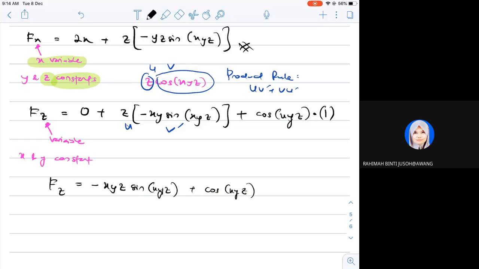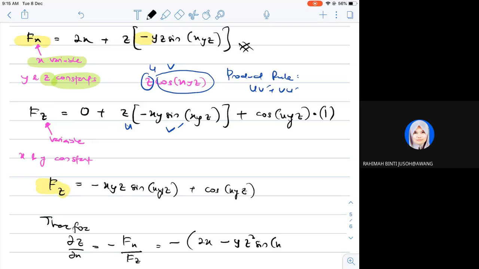Dah ada dua. Kita dah dapat Fx, dah ada. Kita dah ada Fz. So we can just substitute into the formula. Therefore, del Z over del X equals to negative Fx. Don't forget negative. Student biasa dalam final exam dia lupa negatif tu. So negative, buka kurungan 2x minus lah sebab ni minus kan. Minus Z darab dengan YZ. Dia akan jadi minus YZ squared sin XYZ.